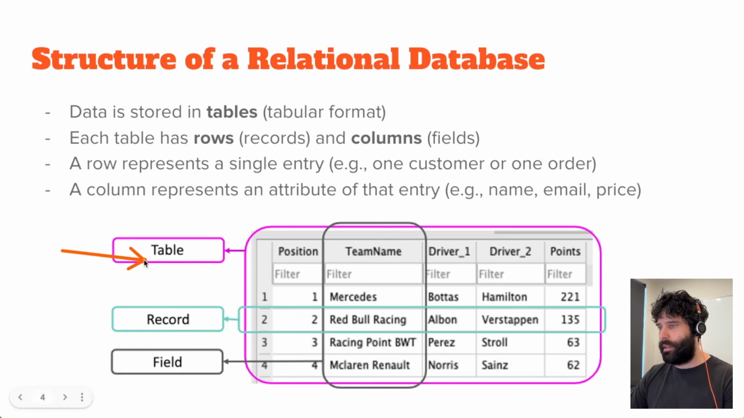So looking at this visual over here, we can see that the table itself is outlined in pink. And within the table, we have these rows and columns. Each row is a record, and a record is just a single entry. In this case, this is a teams table, and it contains information about a team. So we have the Red Bull Racing team entry over here. And then we also have different columns which have different fields, and each field is an attribute of that specific entry. So in this case, we have the team name attribute. For this record, it's Red Bull Racing. And then the driver 1 attribute. So Red Bull Racing has a driver called Albon. And then the driver 2 attribute. Over here, the second driver for Red Bull Racing is Verstappen.